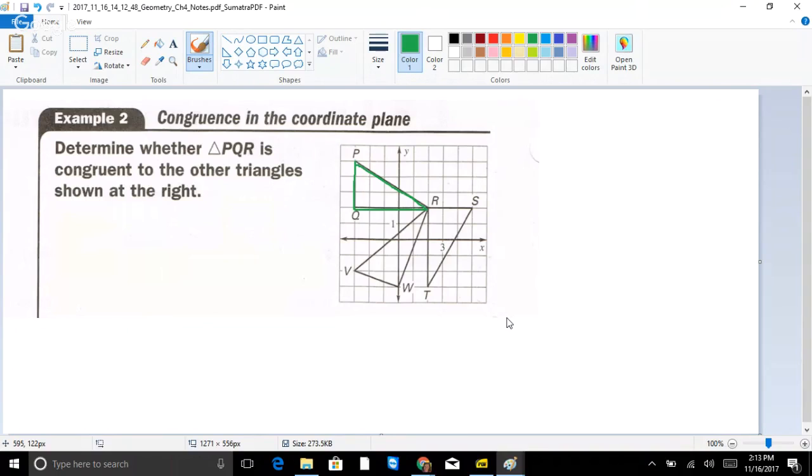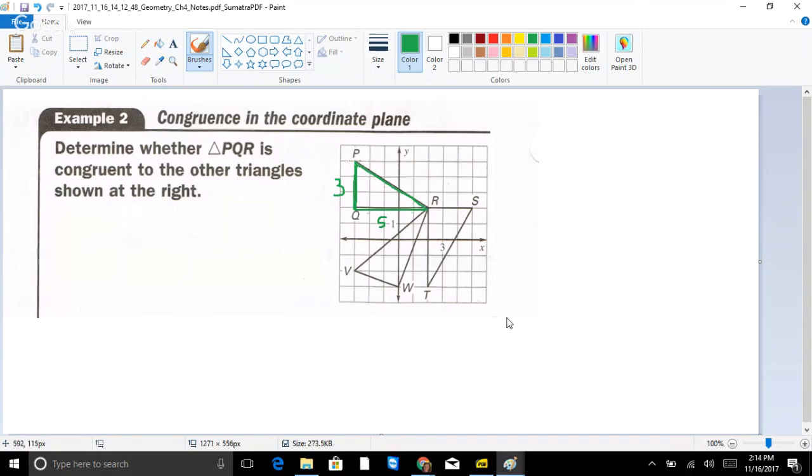So the first thing I want to do is find the distance between P and Q. Well, between P and Q is pretty easy because I can actually just count my units, right? Each of these squares represents 1. So the distance between P and Q is 3 units. I'm just counting the squares there. The distance between Q and R is 1, 2, 3, 4, 5 units. What is the distance between P and R?